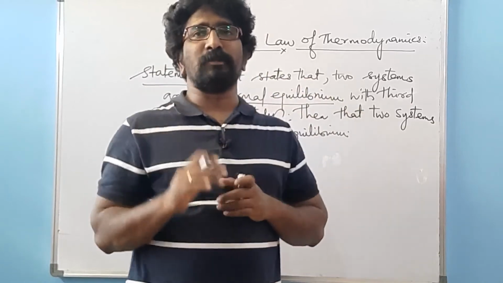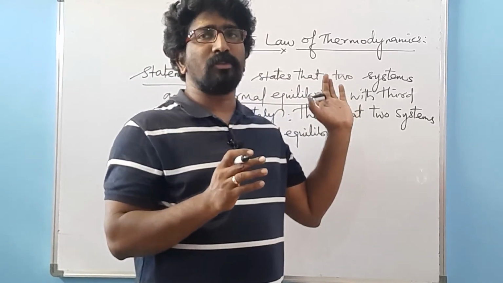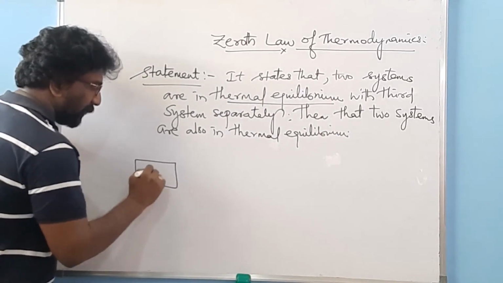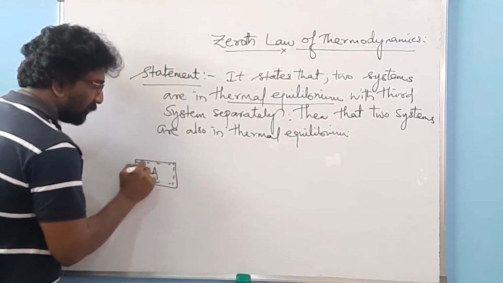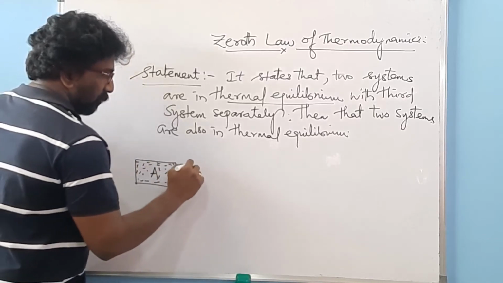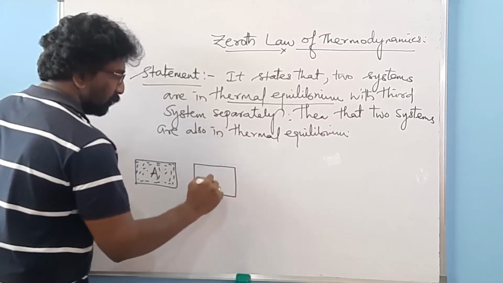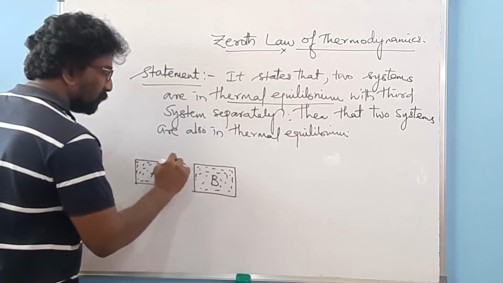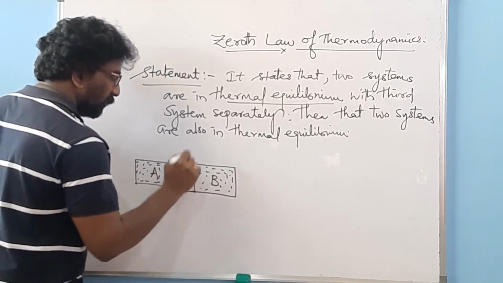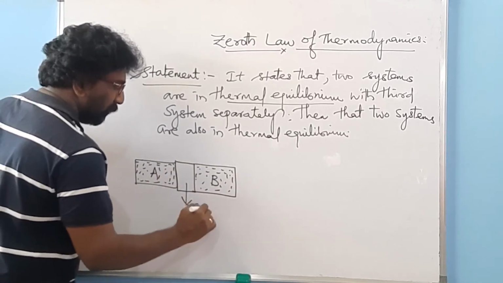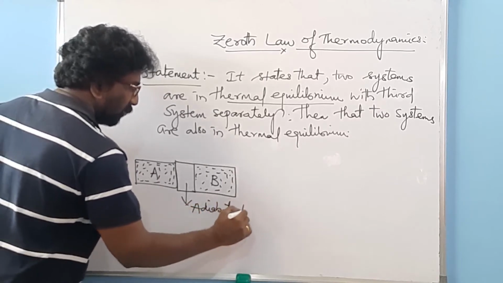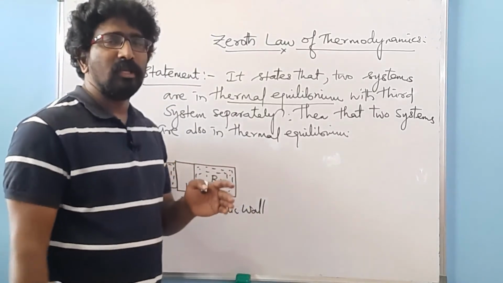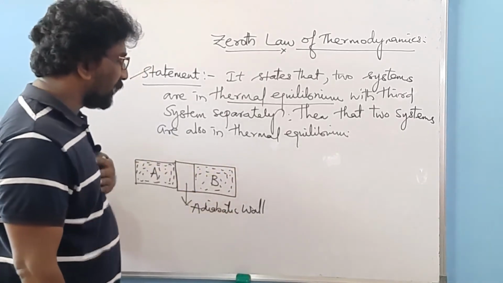and the third system is system C. I'll try to explain this concept of the Zeroth law with the help of a diagram. Let me consider this is my system A with some matter. This is my system B with some composition of matter, and these two systems are connected with an adiabatic wall. An adiabatic wall is nothing but an insulating wall which will not allow the transferring of heat energy. So the two systems are connected with an adiabatic wall between them.